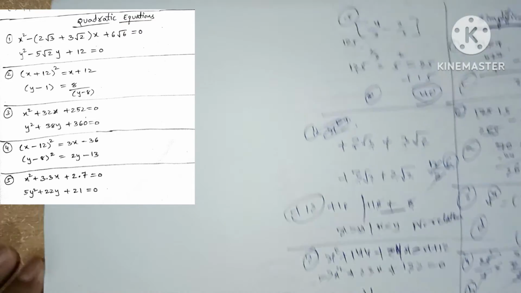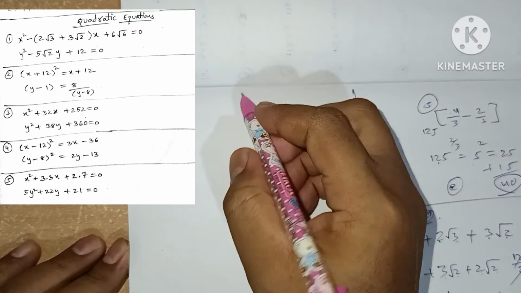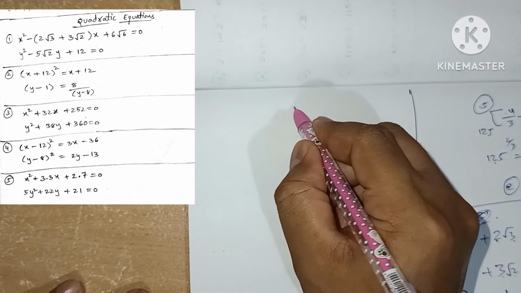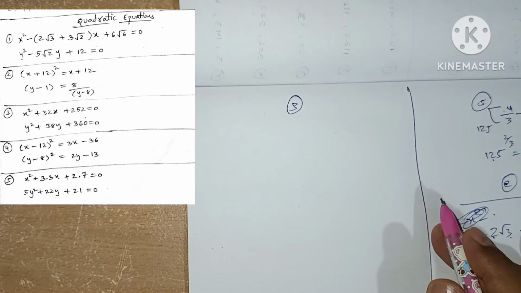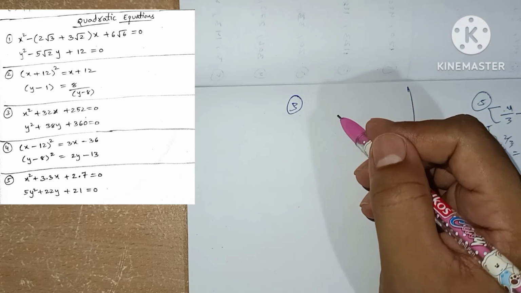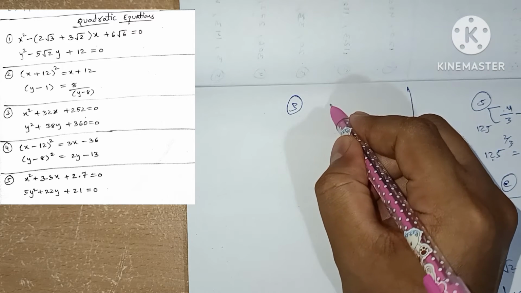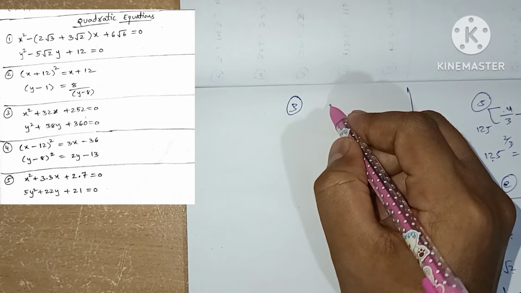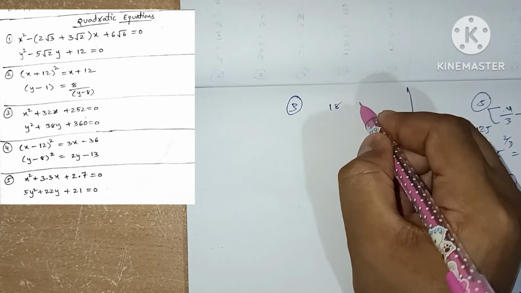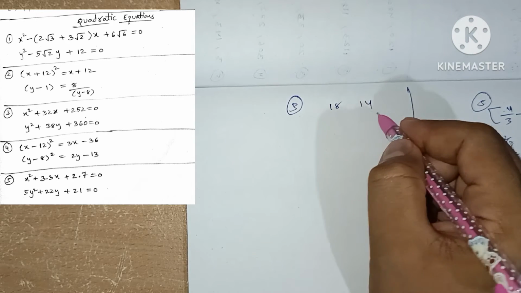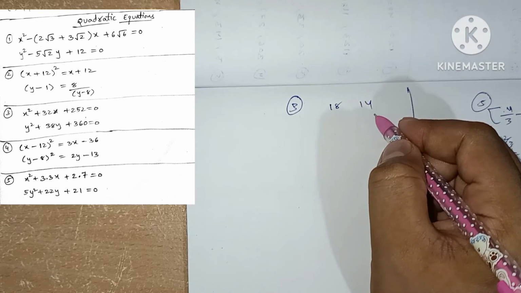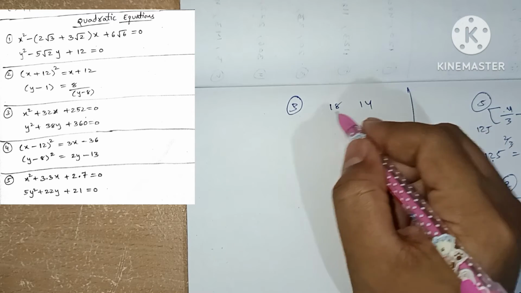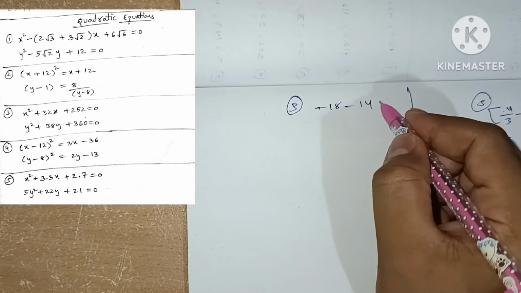Okay, next, third one. Let's see the third quadratic equation. x² + 32x + 252. 252 has factors 18 and 14 times. 18 times 14 will be 252. So the roots will be both negative.